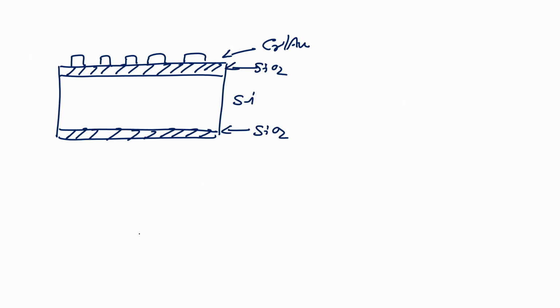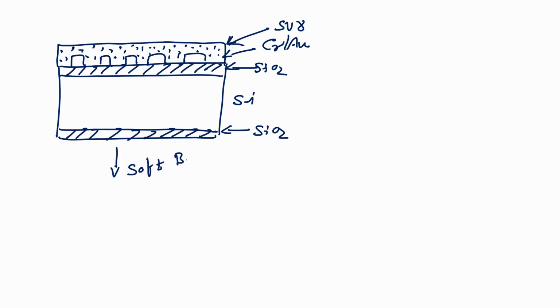Now, what we want is SU8. So, we will spin coat SU8, which is a polymer, and it behaves as a negative photoresist. After spin coating SU8, you know what you have to do? You do a soft bake. Soft bake is done at 65 degrees centigrade for how many minutes? It depends on the thickness of the SU8.